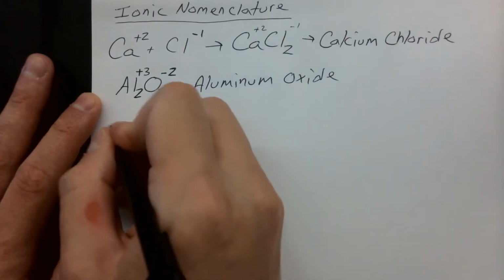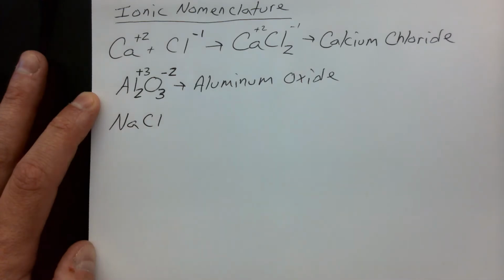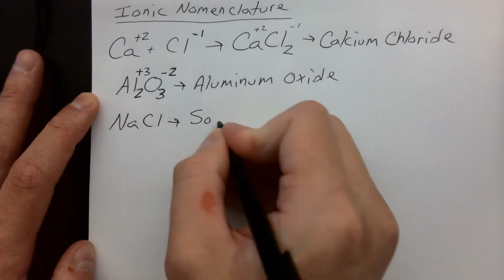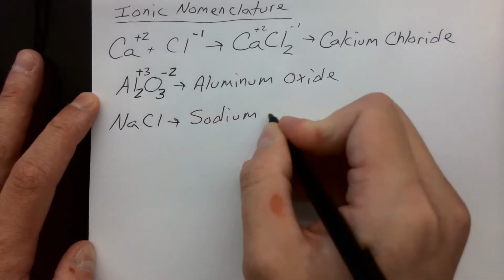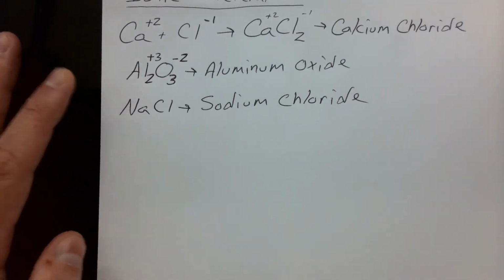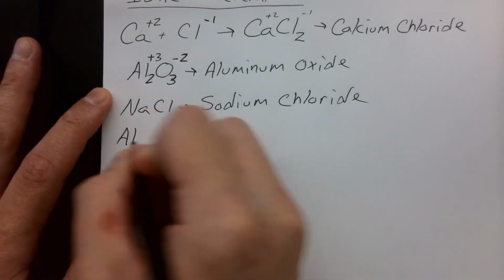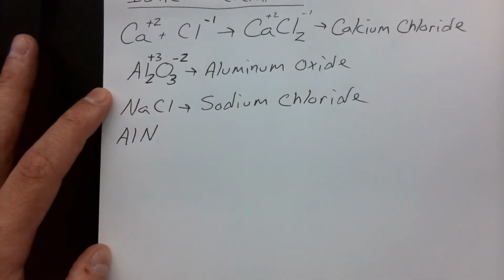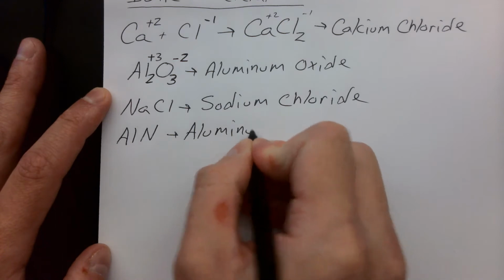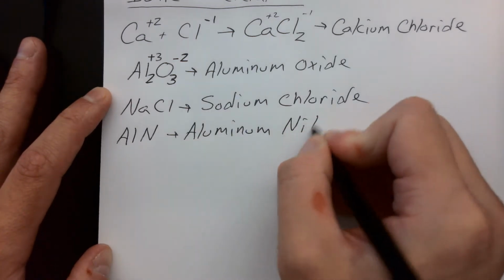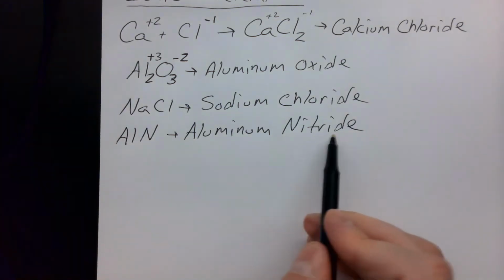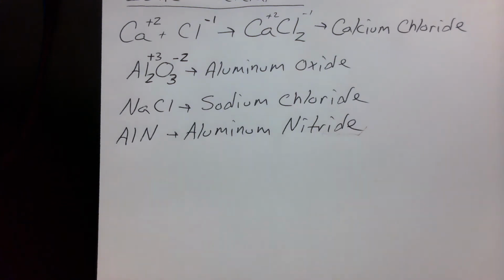Everybody's favorite rock to eat, NaCl, is table salt. Just say the positive, sodium, and then add -ide to the negative, chloride. Maybe you have some aluminum and nitrogen put together. This would be aluminum nitride. That's it.